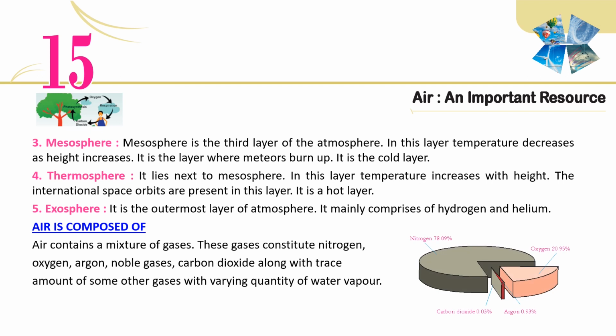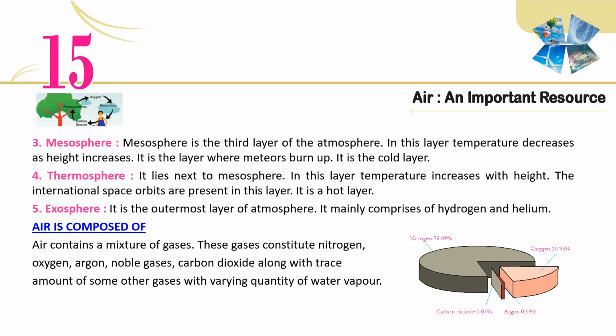3. Mesosphere. Mesosphere is the 3rd layer of the atmosphere. In this layer, temperature decreases as height increases. It is the layer where meteors burn up. It is the cold layer. 4. Thermosphere. It lies next to mesosphere. In this layer, temperature increases with height. The international space orbits are present in this layer. It is a hot layer.